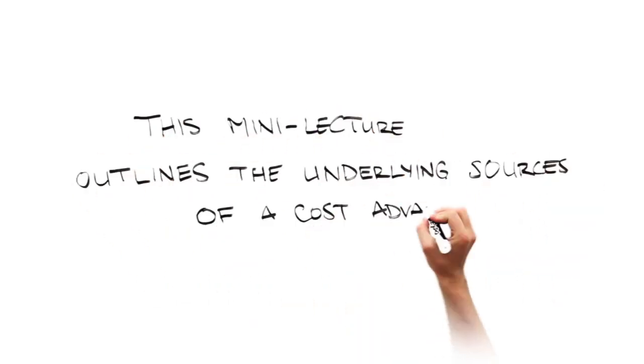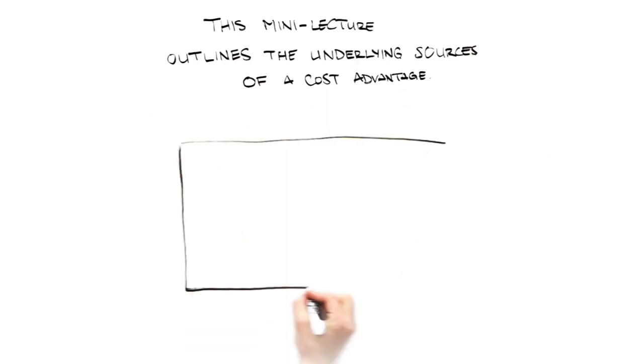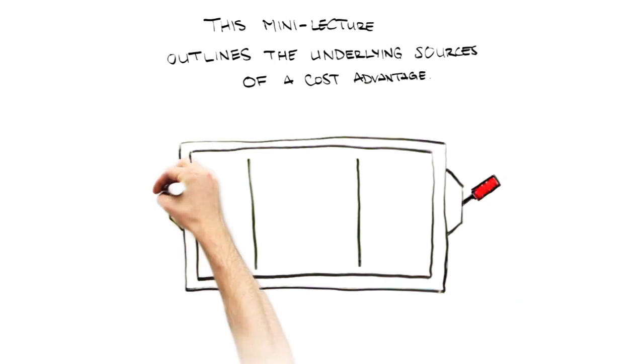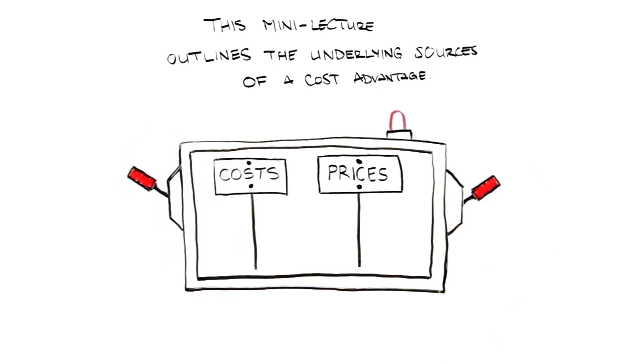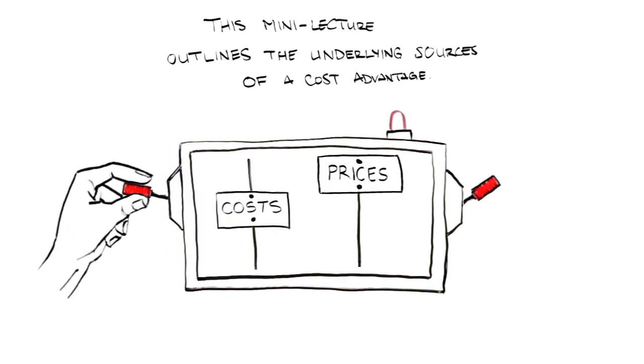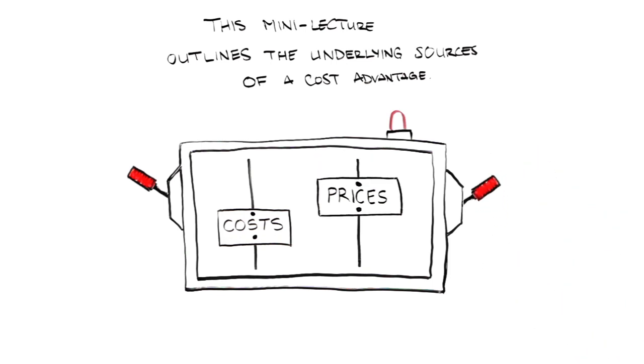This mini lecture outlines the underlying sources of a cost advantage, one of the two generic strategies that companies can use to offer unique value to customers. By the end of this mini lecture, you should understand the key levers a firm can pull to successfully win in the marketplace through lower costs and lower prices.